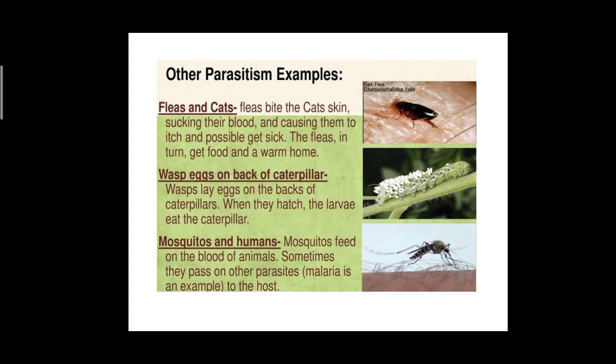Another example of parasitism is the wasp's egg on back of caterpillar. The wasps lay eggs on the back of caterpillars. When they hatch, the larvae eat the caterpillar. So, ang host is yung caterpillar at siya yung naaapektuhan at ang nakikinabang is yung wasps. Another example of parasitism is the mosquitoes and humans. Mosquitoes feed on the blood of animals. Sometimes they pass on other parasites. Malaria is an example to the host. Okay, so lahat na ito ay example ng ating ectoparasite.